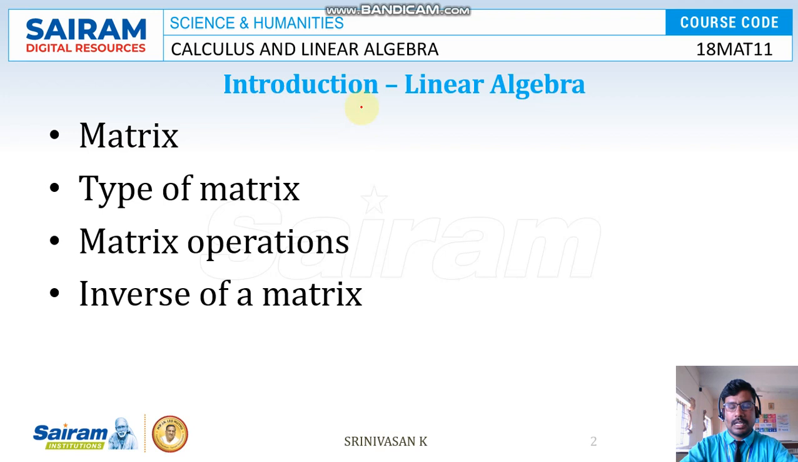So, introduction to linear algebra. First, we'll discuss what is meant by matrix. After that, we'll discuss the types of matrix, matrix operations and inverse of matrix. What is meant by matrix? The definition of a matrix is a rectangular arrangement of rows and columns. Maybe these are elements, numerical values or some notations, and this is the matrix.